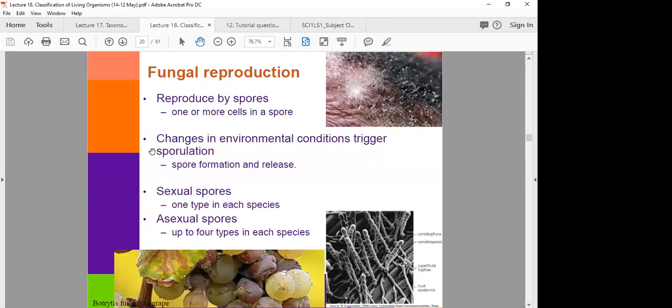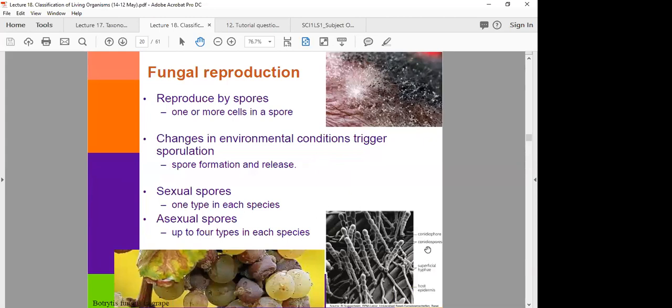Changes in environmental conditions will trigger sporulation, that is the formation of spores and release of those spores from the fungus. And we can see a fungus up here that has started to produce spores. So all that black region there is the production of fungal spores on the tips of these hyphae. Down here, we can see some spores in more detail.